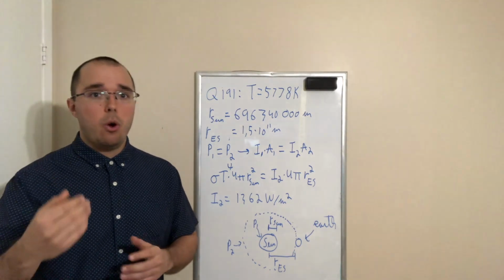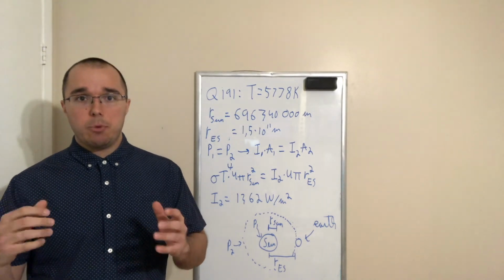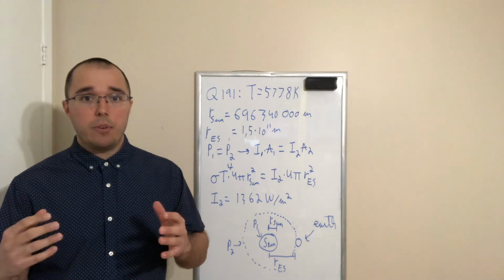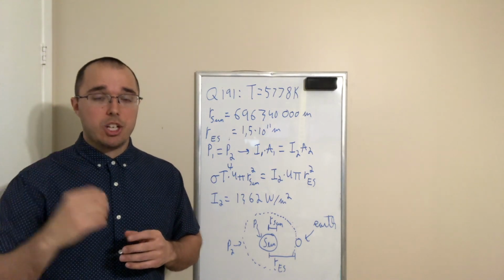In the next video, we are going to be introducing chapter 9.2, the photoelectric effect, and basically it's the discovery that won Albert Einstein the Nobel Prize.